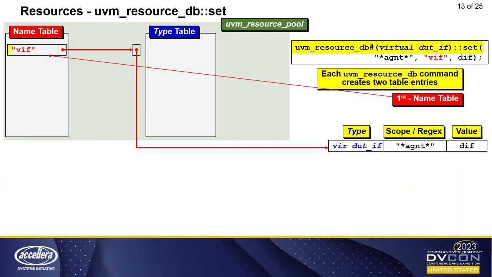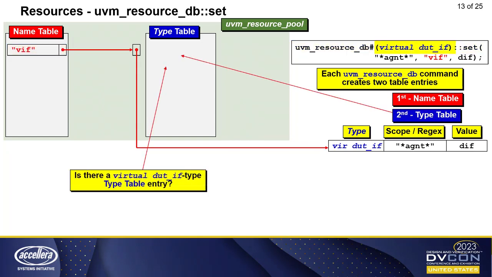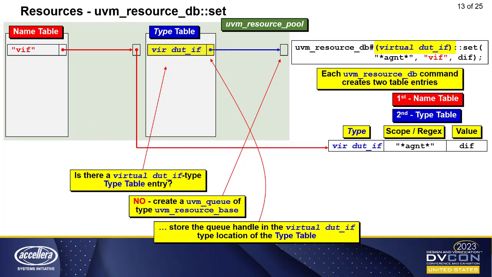As we have already mentioned, each UVM resource DB set command creates two table entries. The first entry into the name table was shown on the previous slide. The second entry will be placed in the type table. UVM checks to see if there is already a virtual interface type entry in the type table, and there is not, so UVM creates a UVM queue of type UVM resource base and stores the queue handle in the type table at the virtual interface type location.